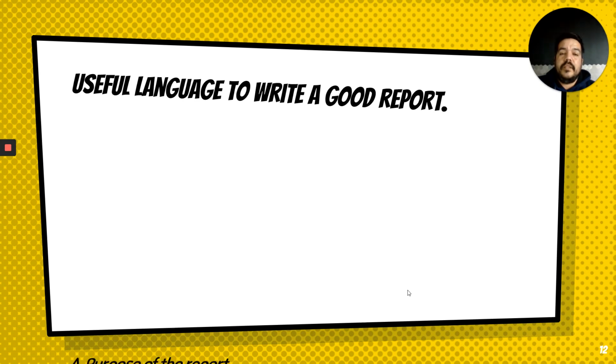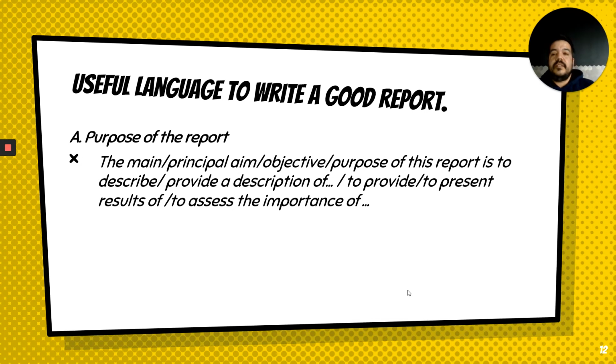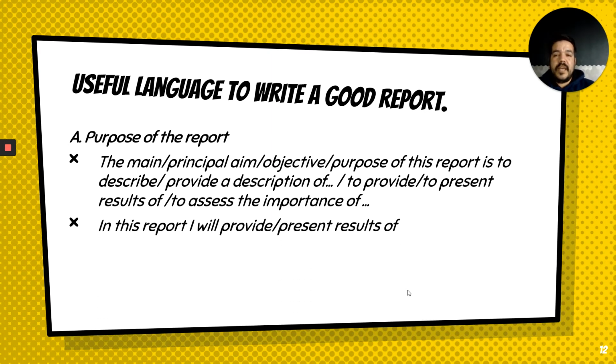Useful language to write a good report. A. Purpose of the report. Here you have some examples. You can write: the main or principal aim, the objective, the purpose of this report is to describe, or provide a description of, to provide, to present results of, to assess the importance of. You can use any of these expressions to begin writing a good purpose in your report. You can also say, in this report I will provide, or in this report I will present results of.